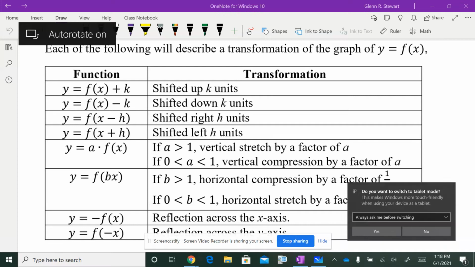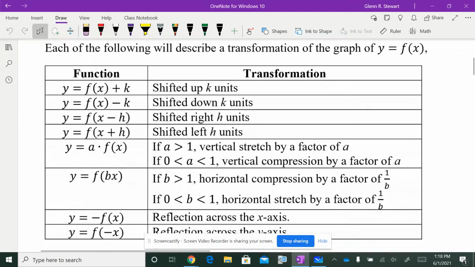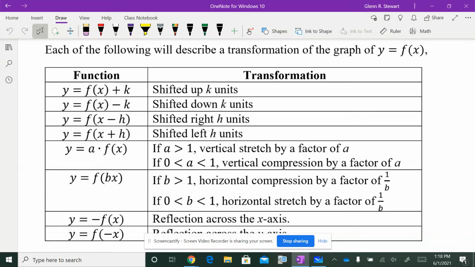All right, hey, we are starting our lesson of transformations. Each of these following will describe a transformation of a graph. I'm going to show you the three types of parent functions that we'll be dealing with in class. And just note that this is live, so you are going to be recorded for future people to see. Okay?